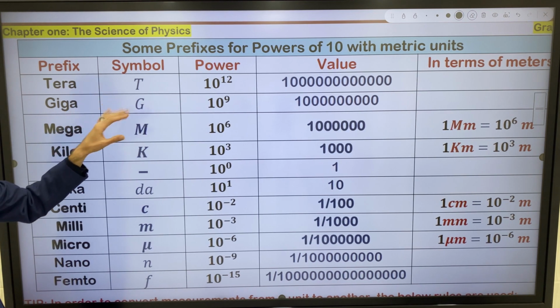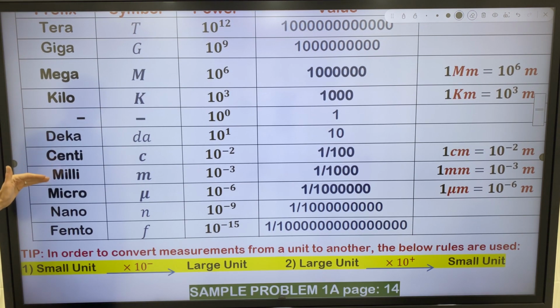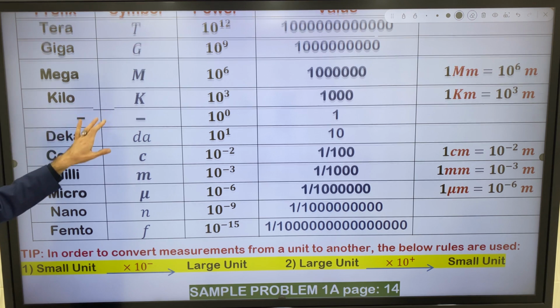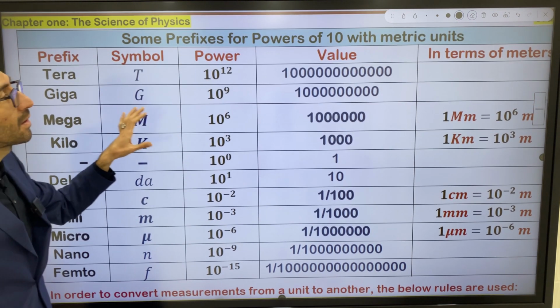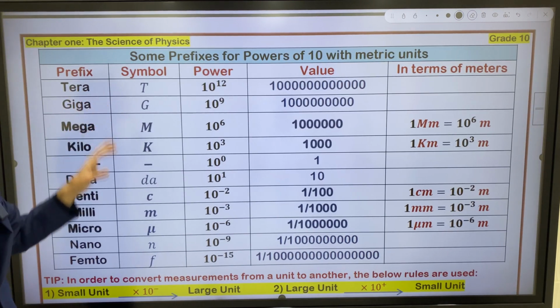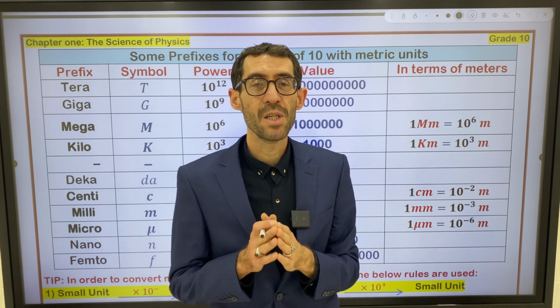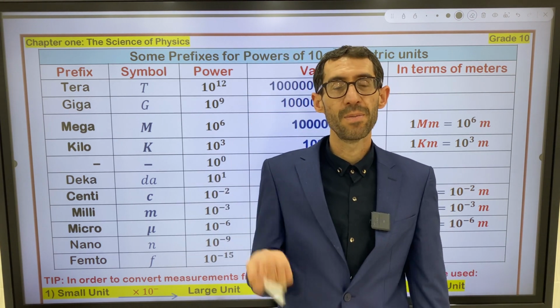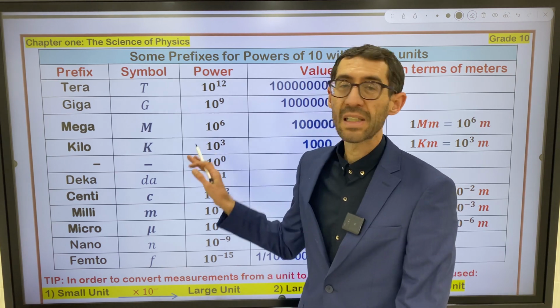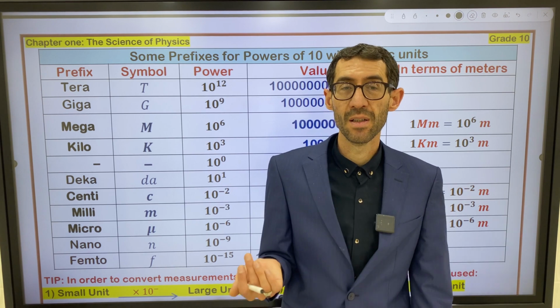In this table, we have tera, giga, mega, kilo, deca, centi, milli, micro, nano, and femto, right? Here in this table, only the prefixes that are marked in bold are required for a student.